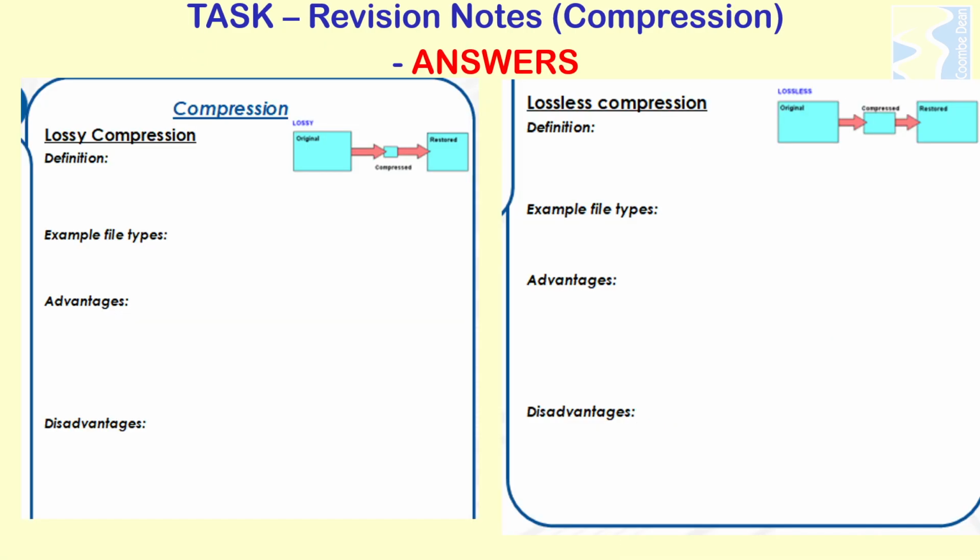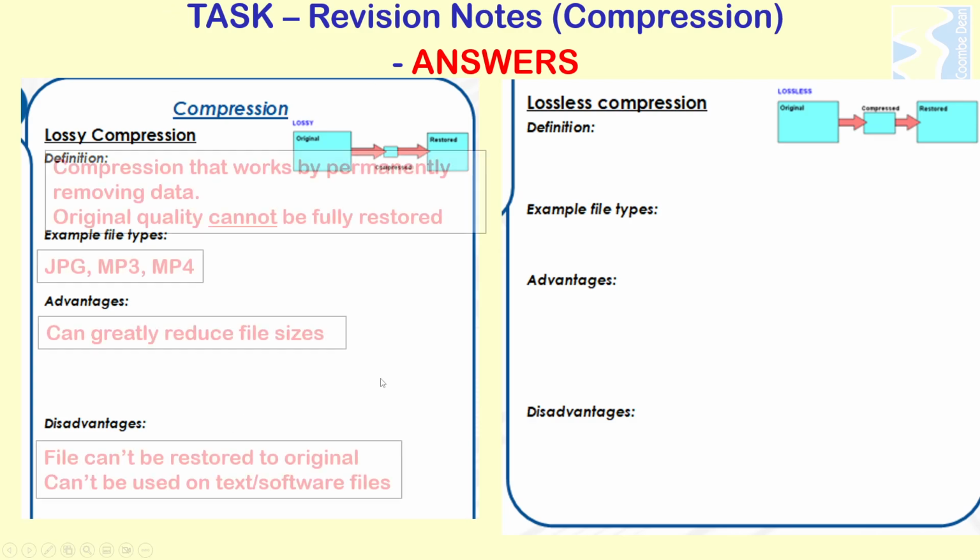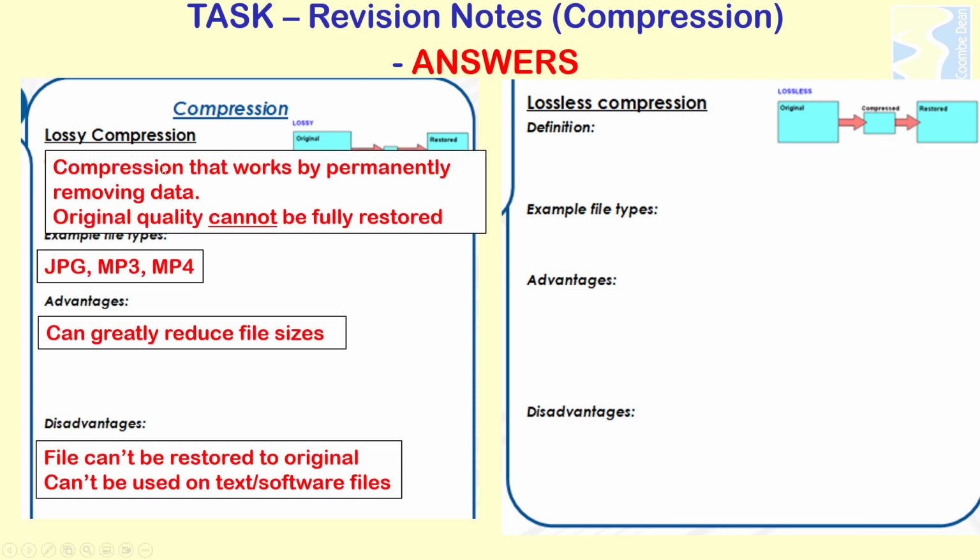Okay, time to check your answers. Lossy on the left here. Compression that permanently removes data from the file. The original quality cannot be fully restored. It's permanent. File type examples include JPEG for images, MP3 for sound, MP4 for video, or MPEG. Advantages: greatly reduces the file size. Disadvantages: you cannot fully restore the original and it can't be used on text or software.